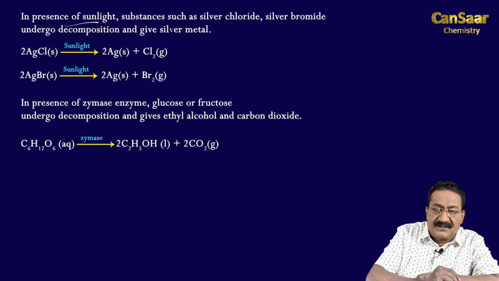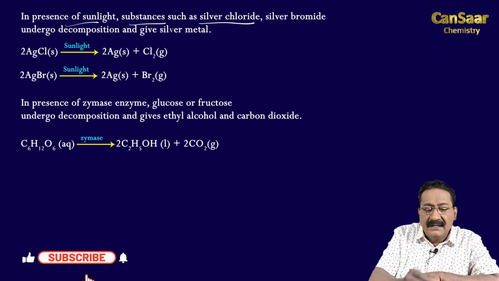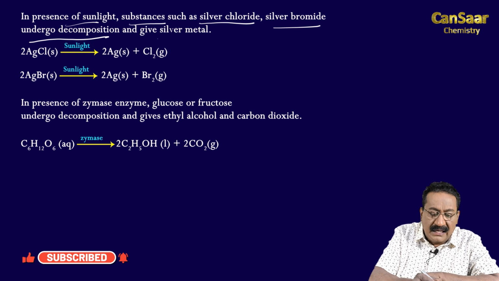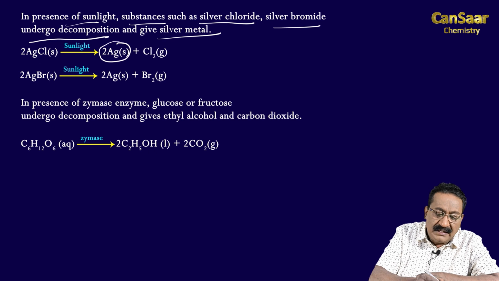In presence of sunlight, substances such as silver chloride, silver bromide undergo decomposition and give silver metal. So, 2AgCl gives 2Ag plus Cl2. Here Cl2 is there. So, to balance this one, 2Cl's, 2Ag. Similarly, 2AgBr gives us 2Ag plus Br2.